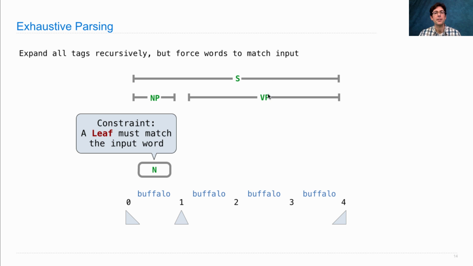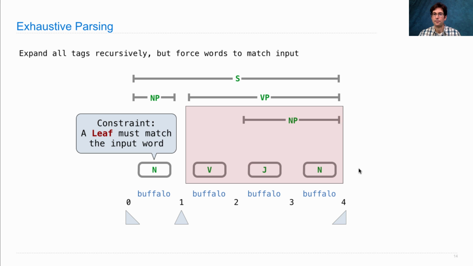Okay, we also have to recursively expand the VP. And the output of that entire process will be the following subtree, where we've made sure that the verb buffalo exists as a leaf, we use an adjective and a noun, and that we've covered everything from 1 to 4, or all three of these buffaloes. So we get a valid syntactic structure.